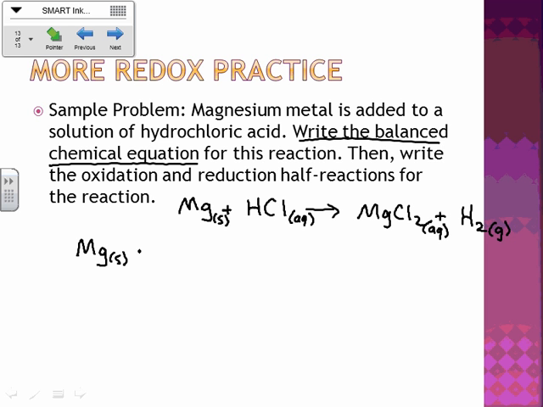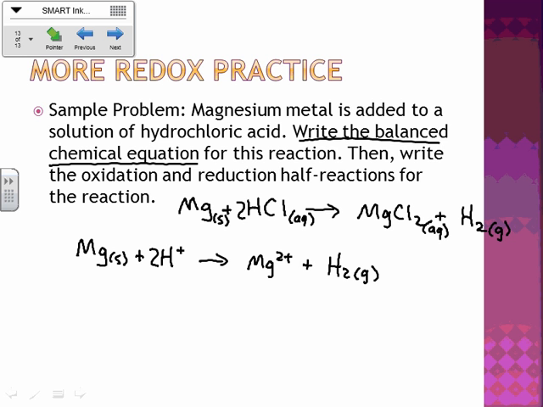So the net ionic for this one is going to look like this. Mg solid plus H+. Actually, we've got to balance this thing, don't we? Just a 2 there, so 2H+ yields Mg2+ plus H2. Okay? There's your net ionic equation.